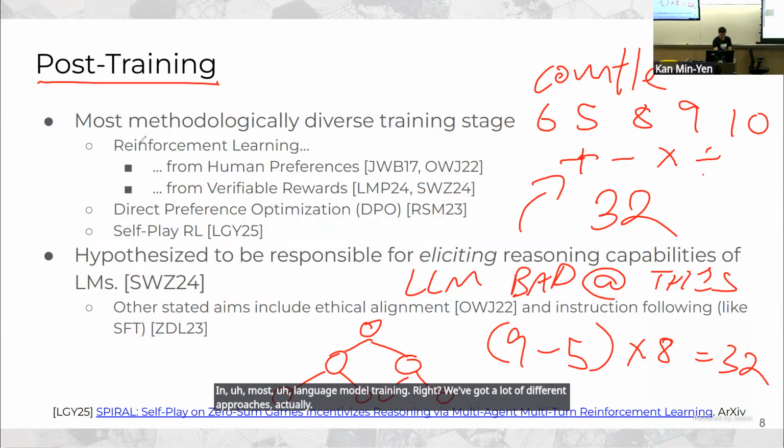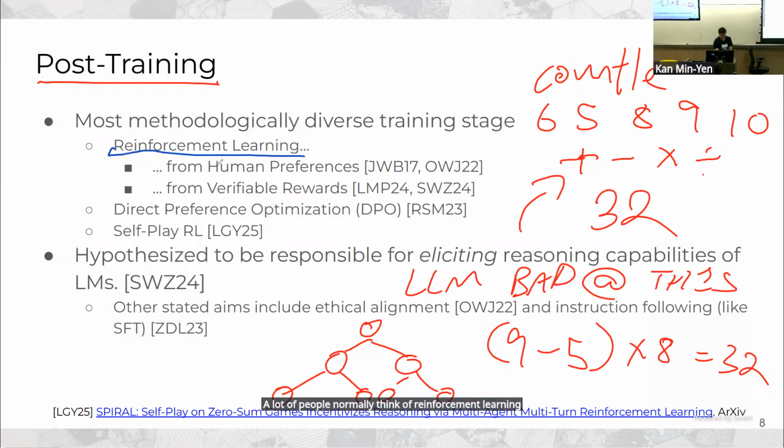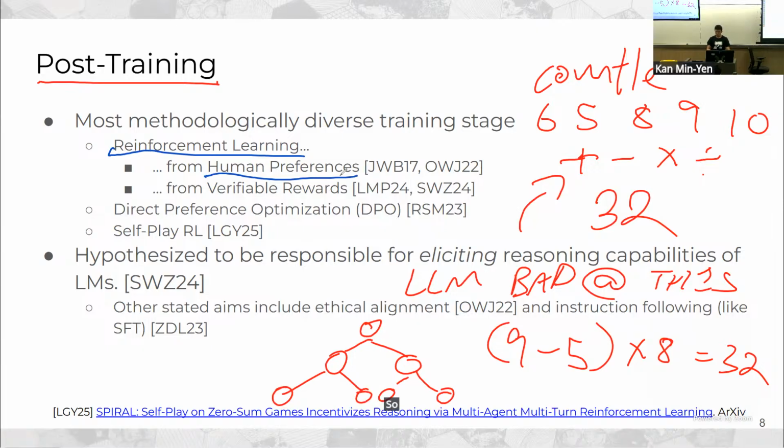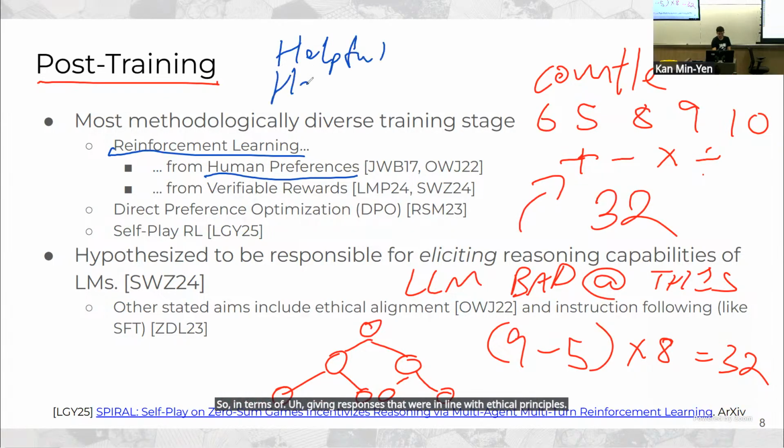A lot of people normally think of reinforcement learning from human preferences. That was common because it allowed people to rank preferences instead of telling models exactly what to say. So, in terms of giving responses that were in line with ethical principles, helpfulness, harmlessness, and honesty.